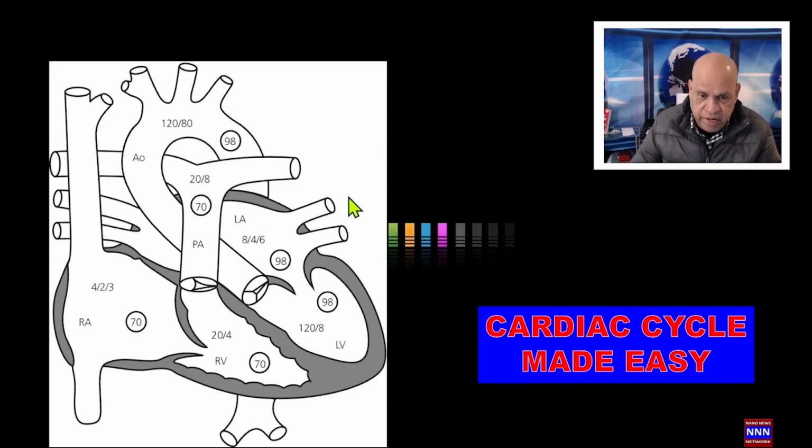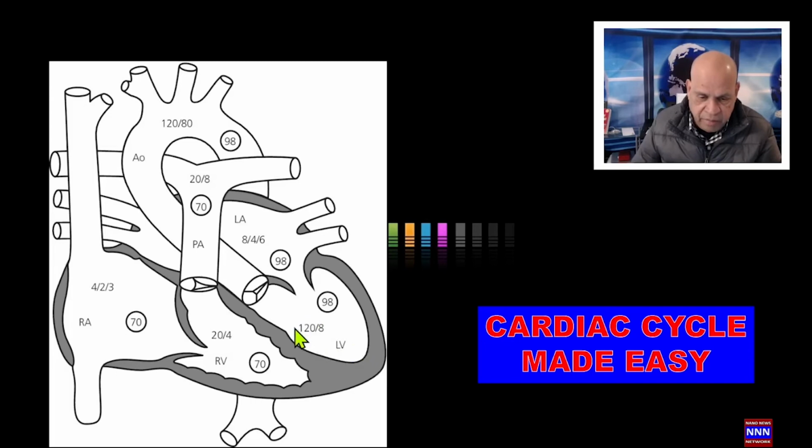On the left side, we have the left atrium where the pressure is slightly higher, like 6 to 8 millimeters of mercury, compared to like 2 to 4 millimeters in the right atrium. The left ventricle, which is the main pumping chamber, normally has like 120/8 millimeters of mercury pressure. The systolic is 120 millimeters of mercury, and the diastolic is 8 to 10 or 12 millimeters of mercury.